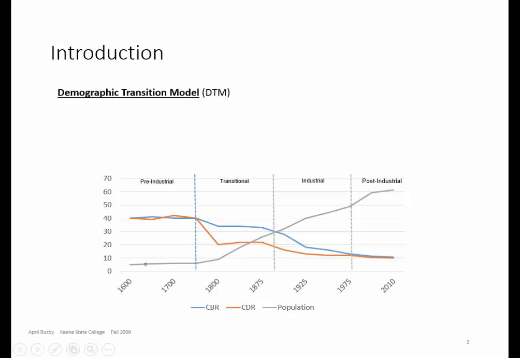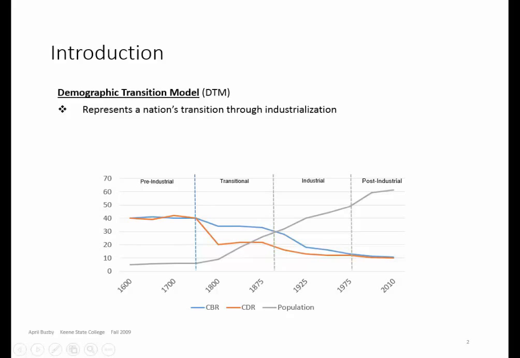And you can see here how the middle two increase the population, and in the last two, the population growth is 0. And you see the major effects on the population are the divergence of the crude birth rate and the crude death rate.